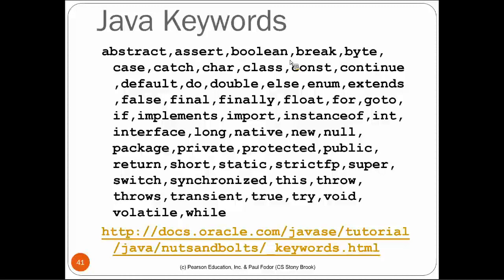Boolean is a type. There are 8 primitive types in Java. We are going to talk about them in the next lecture, the next class. Break is a statement in Java that is used to break a loop. Byte is another type in Java, and so on. We will slowly learn the meaning of all of these keywords during this semester.